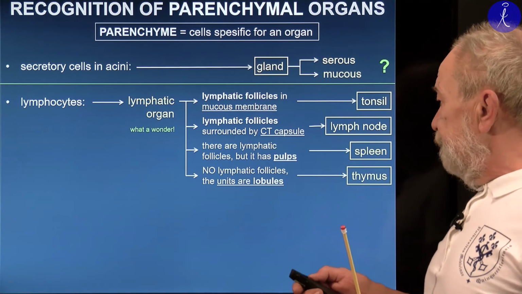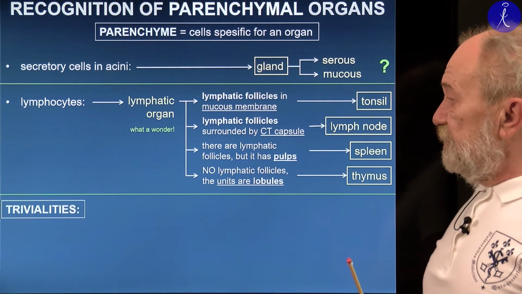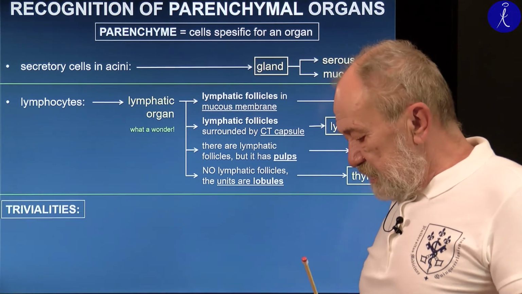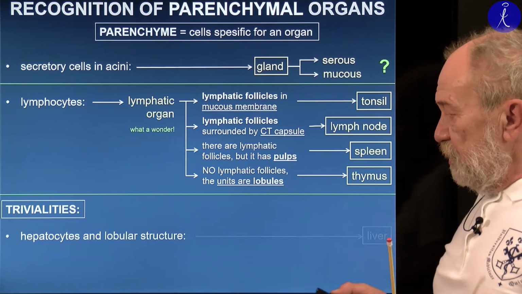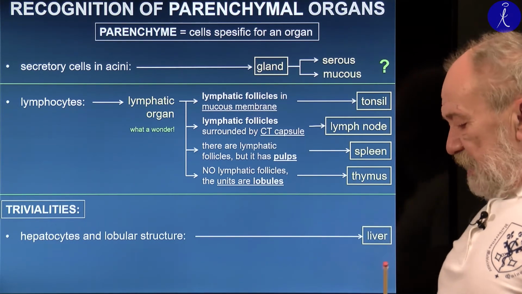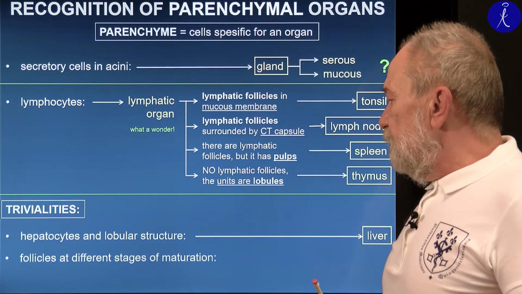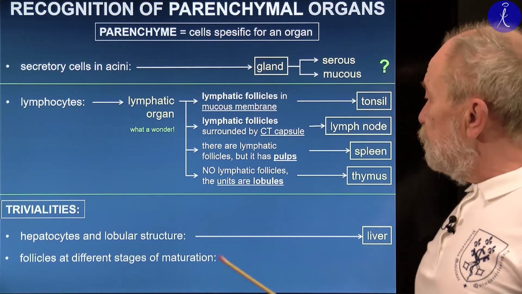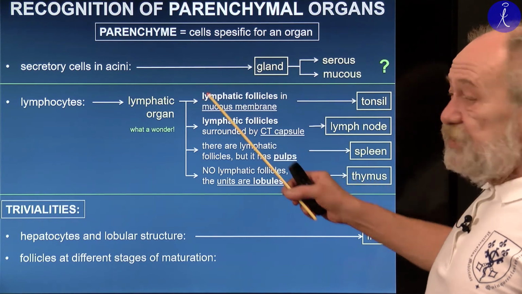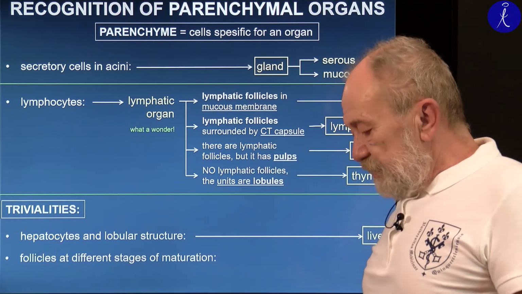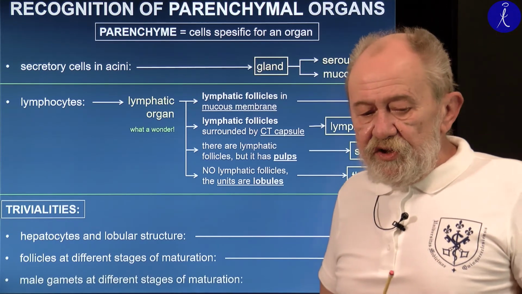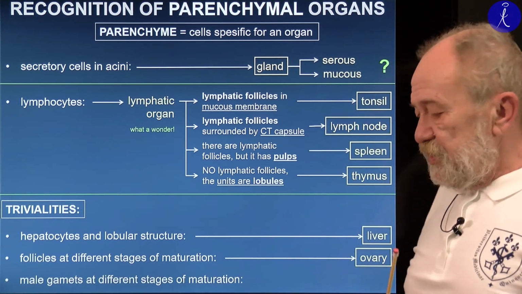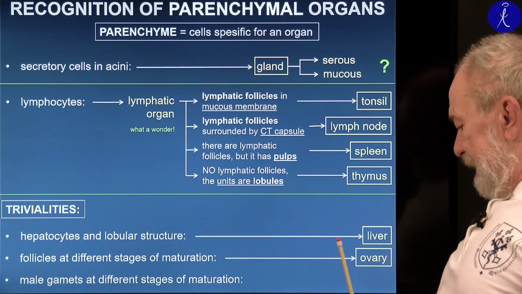you are looking at. In other cases, quite trivialities, quite easy to understand: seeing hepatocytes in a lobular structure equals the liver. If you see follicles at different stages of maturation, not lymphatic follicles, don't take me wrong, just follicles, then that equals the ovary. And if you see male germ cells at different stages of maturation, then of course the slide is from the testis.